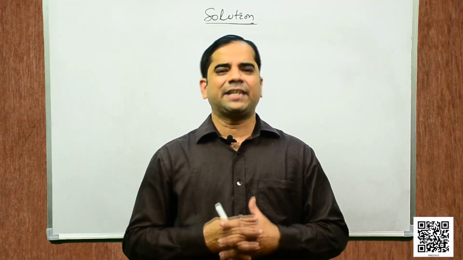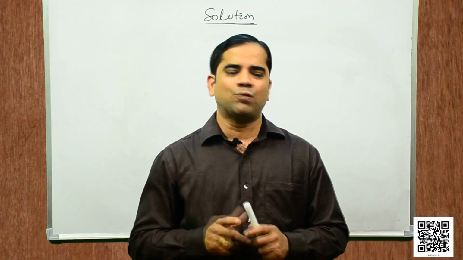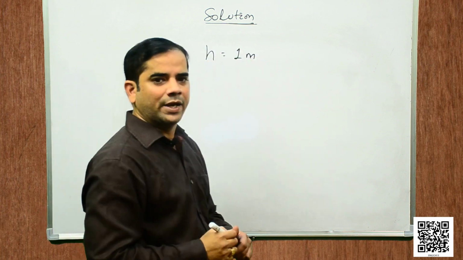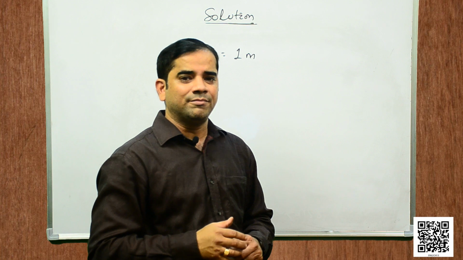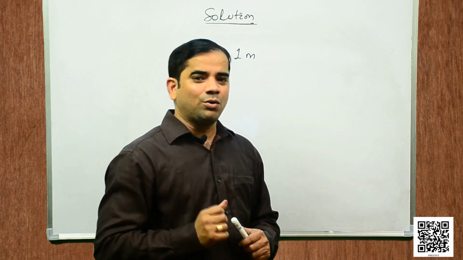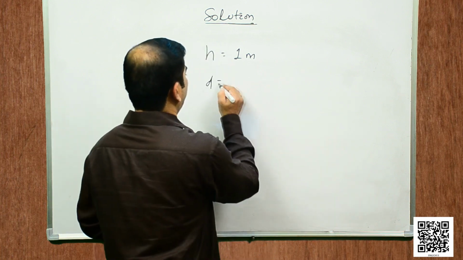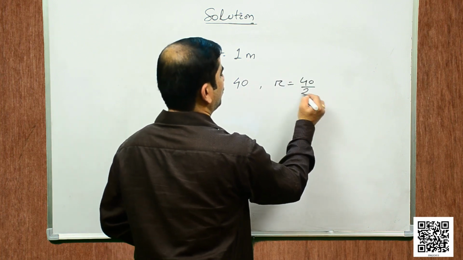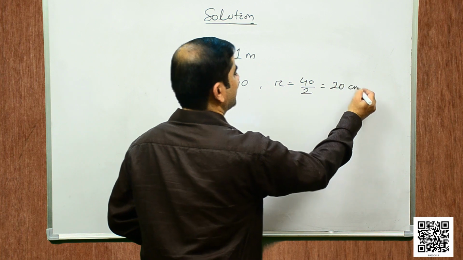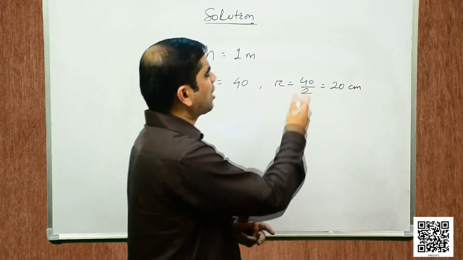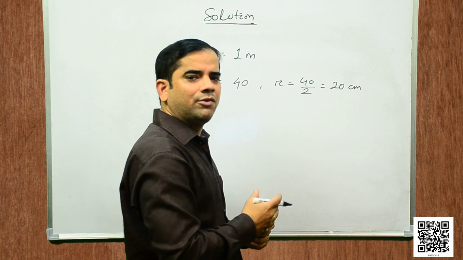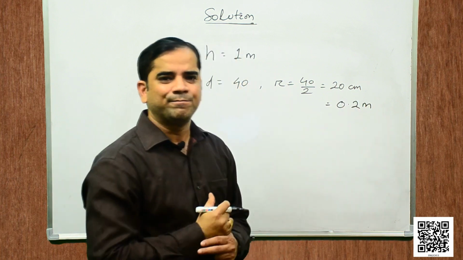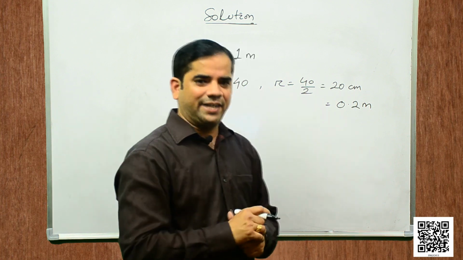Students, as per the given data, height of the cone is 1 meter. So h is equal to 1 meter. Okay. Radius of the cone, that is diameter by 2. Diameter is given as 40. So, r is equal to 40 by 2, that is 20 centimeter. Fine. Let us now convert it into meter because we are going to deal with meter, that is equal to 0.2 meter.